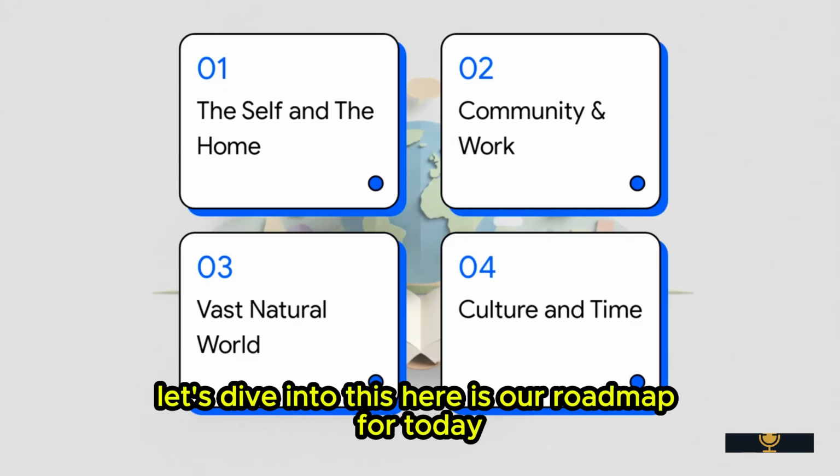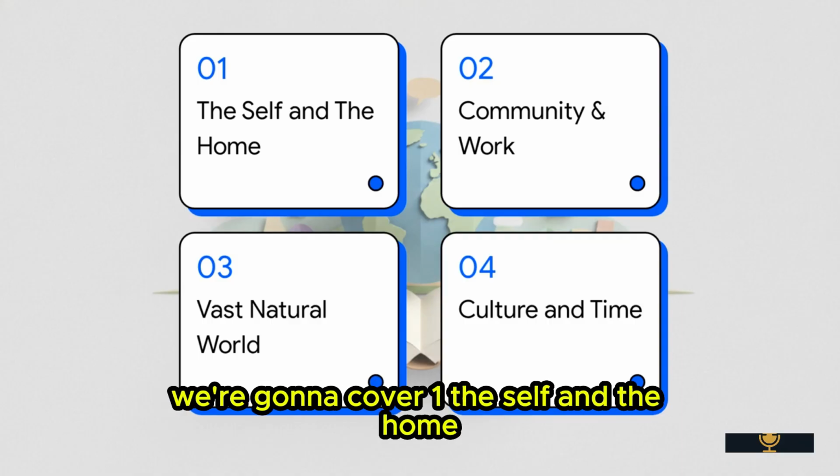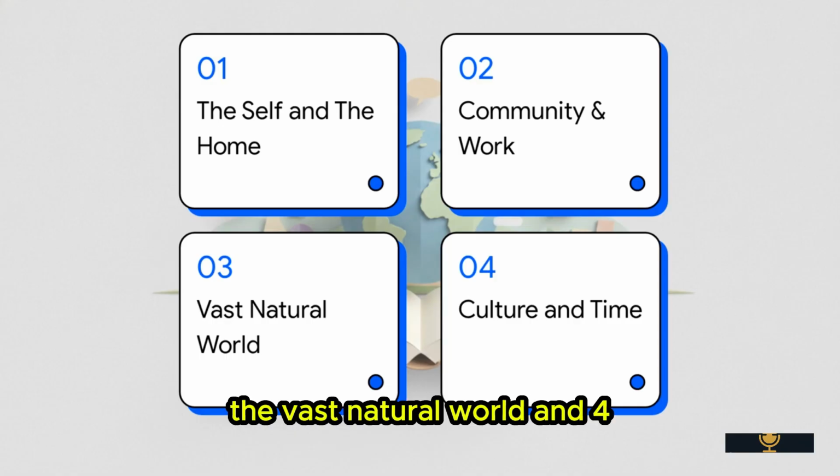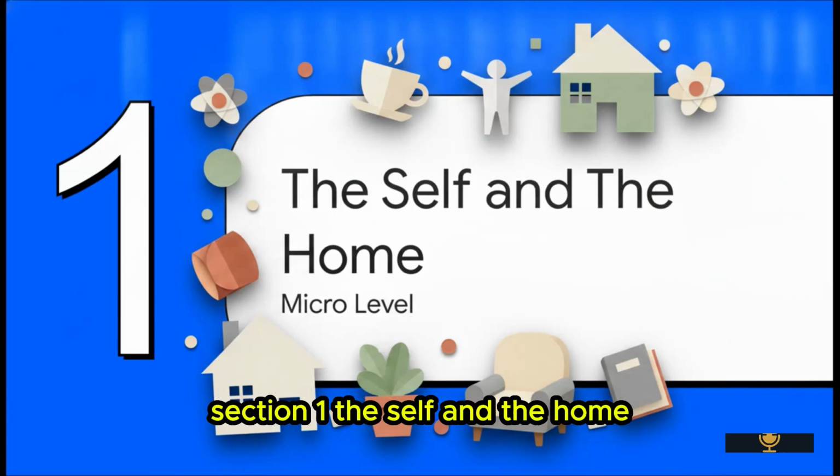Here is our roadmap for today. We're going to cover 1. The self and the home, 2. Community, school, and work, 3. The vast natural world, and 4. Culture, concepts, and time.